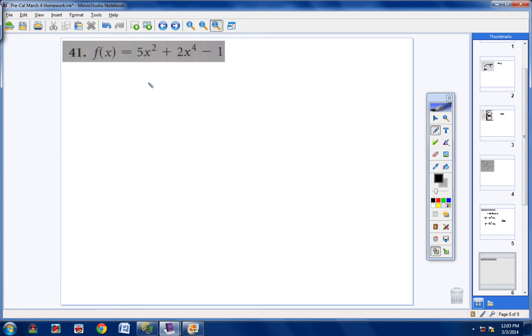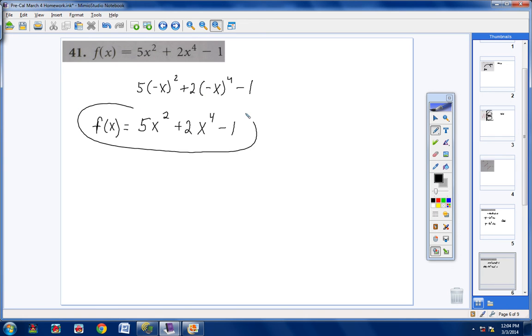Okay, moving on to number 41. All right, let's first of all check for even function, which is y-axis symmetry. Everywhere there's an x, I'm going to substitute a negative x. This should not take too long. A negative x squared is positive times 5 is a positive 5x squared. A negative x to the fourth power is a positive x to the fourth times 2. That's 2x to the fourth. Then bring down your negative 1. Over here I bring down my f of x. Everywhere there was an x, I put a negative x and then I simplified. Did I get out the original equation up here? Well, the answer is yes. I definitely have y-axis symmetry, so I definitely have an even function.